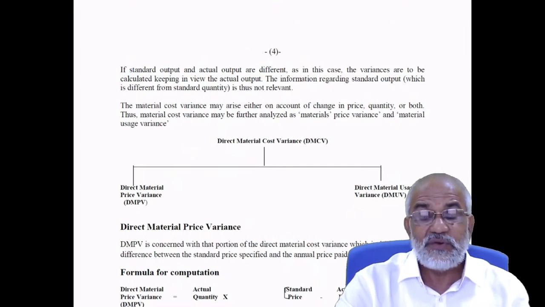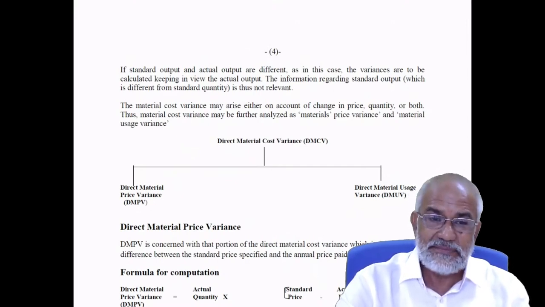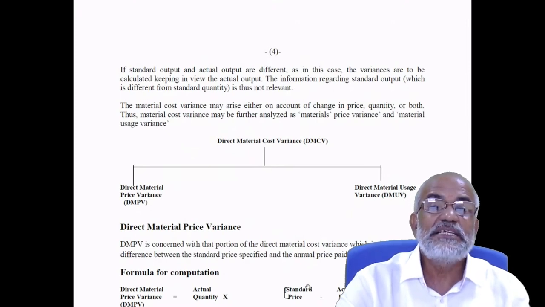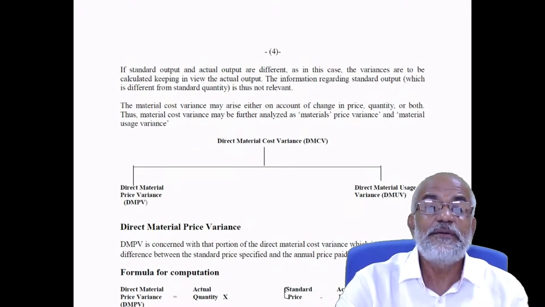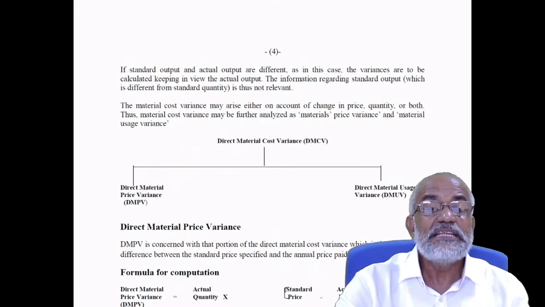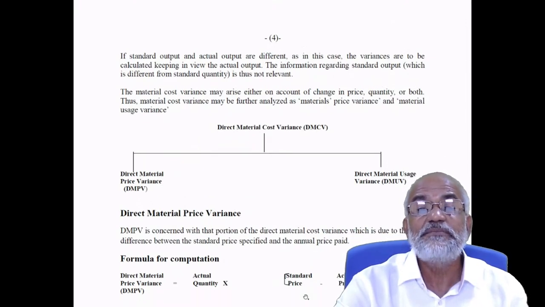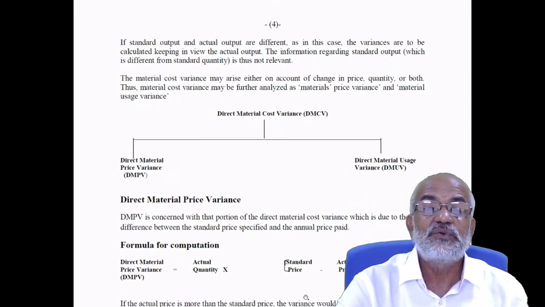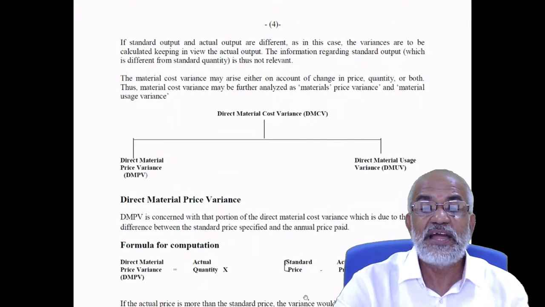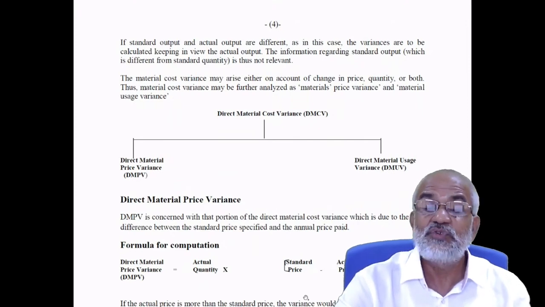So direct material cost variance, as discussed earlier, DMCV, can be categorized into two segments, that is direct material price variance or direct material usage variance, DMPV or DMUV. Direct material price variance is concerned with that portion of the direct material cost variance which is due to the difference between the standard price specified and the actual price paid.